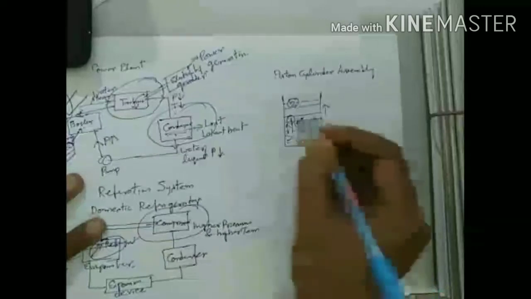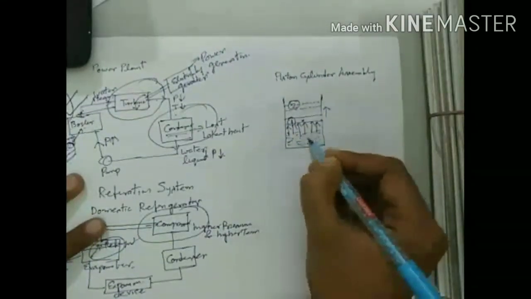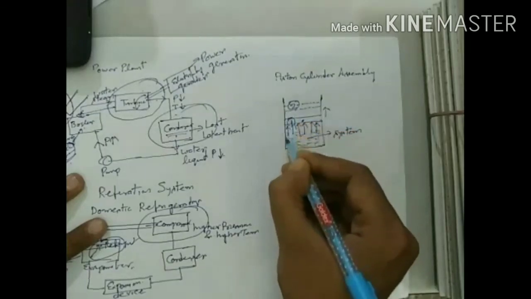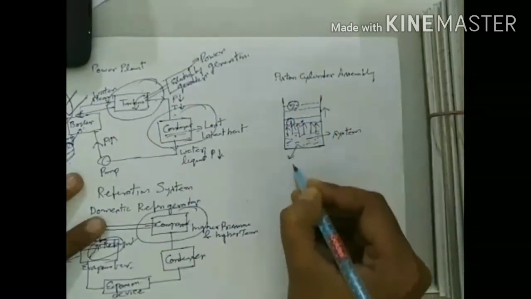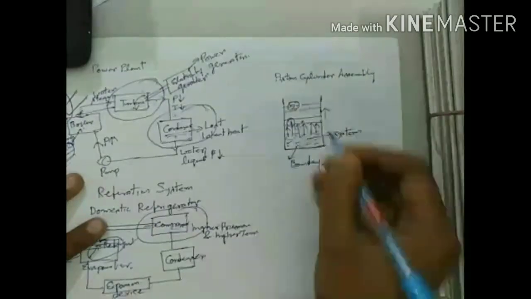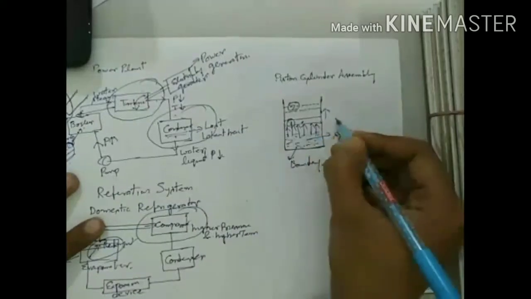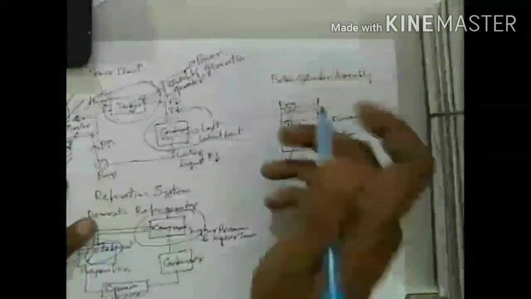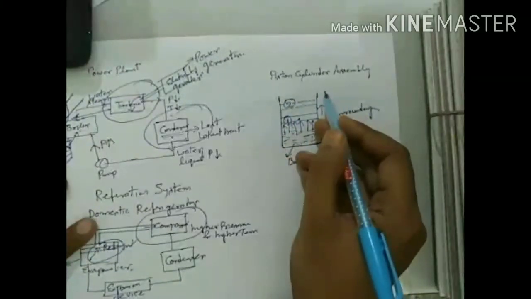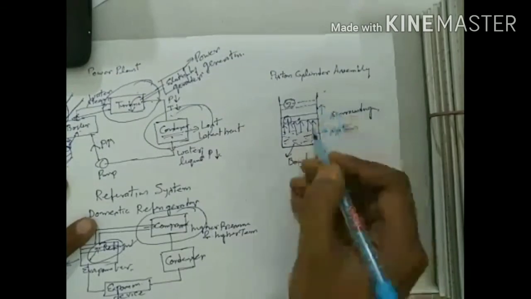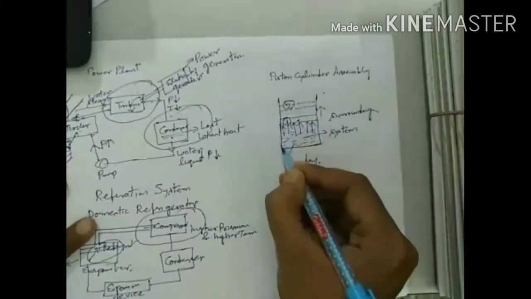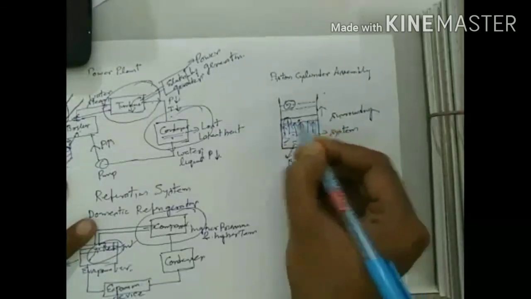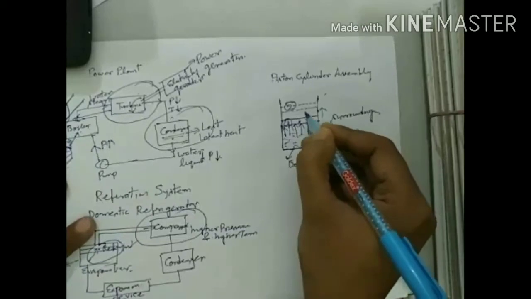Here, what is the system? The system is this. And what is the boundary? This is the boundary, and everything which lies outside this assembly is called surrounding. If both the walls of this piston, the inlet wall and outlet wall, are closed, in that case these boundaries 1, 2 and 3 are fixed, but the fourth boundary, which is in the form of a piston, is moving.